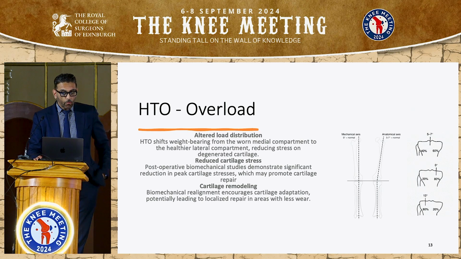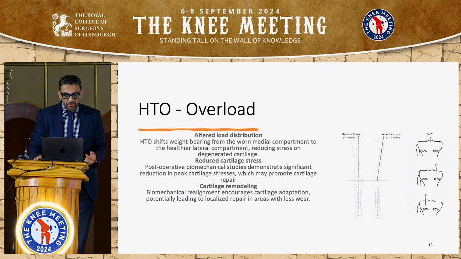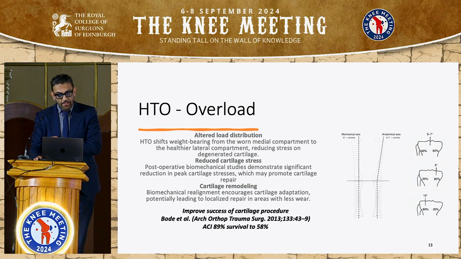What can the HTO do? It alters the load distribution, can reduce stress on the cartilage, and allow cartilage remodeling. But one of the questions we have is, where do we do the osteotomy? Do we do it at neutral? I'll get to that. And we know this study shows a significant 89% survival with your ACI, even if you do it without the osteotomy as well.